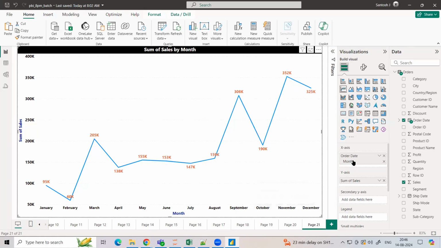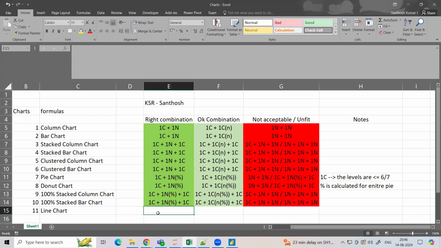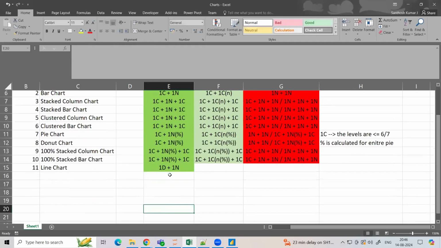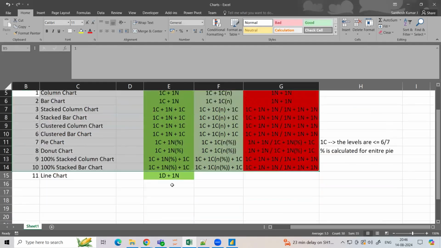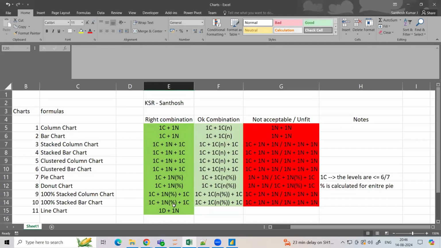So I would say we have added order date. What is the order date? Order date is a D. Sales is a N. So the right formula for your line chart will be 1D plus 1N. For the first time, we have brought the date data type after 10 charts.